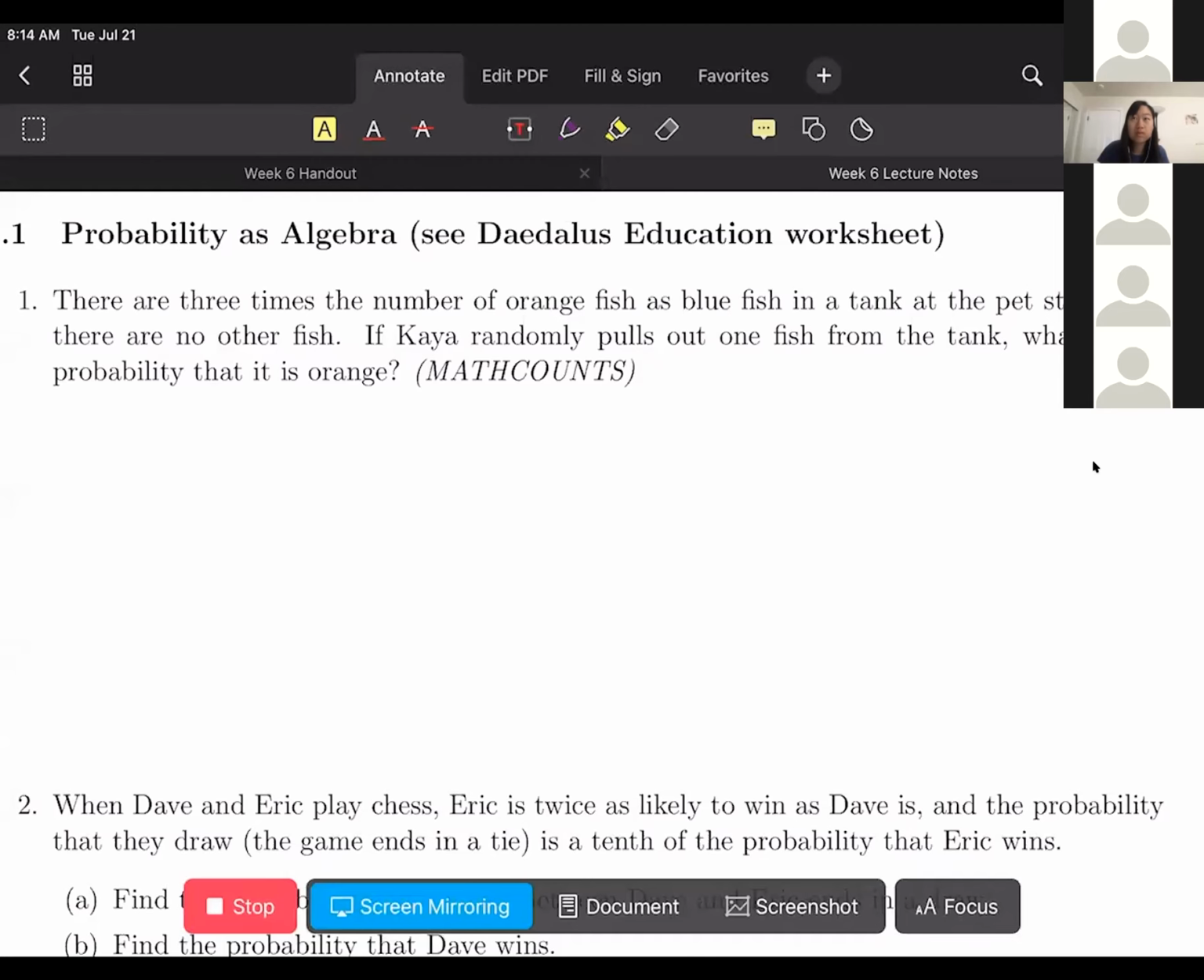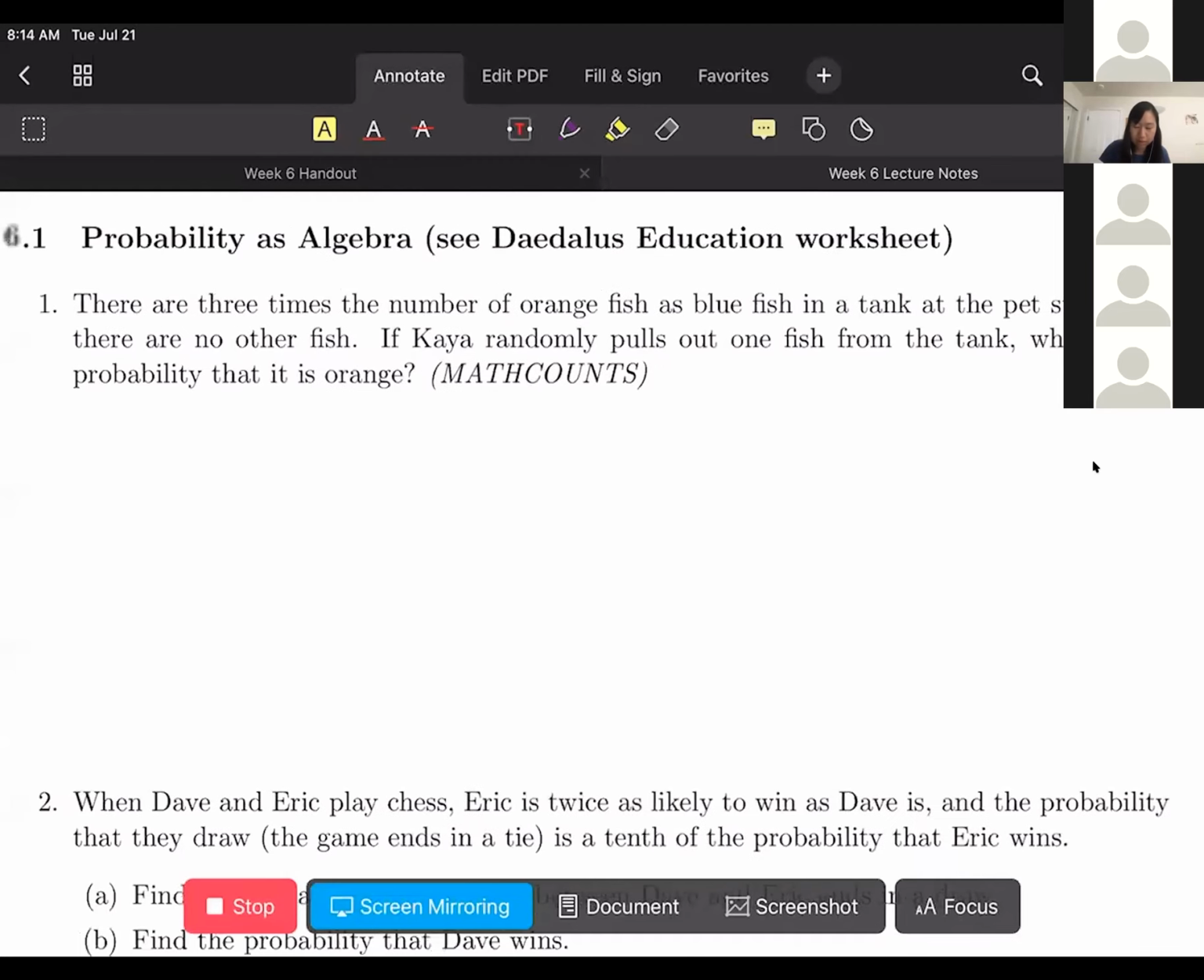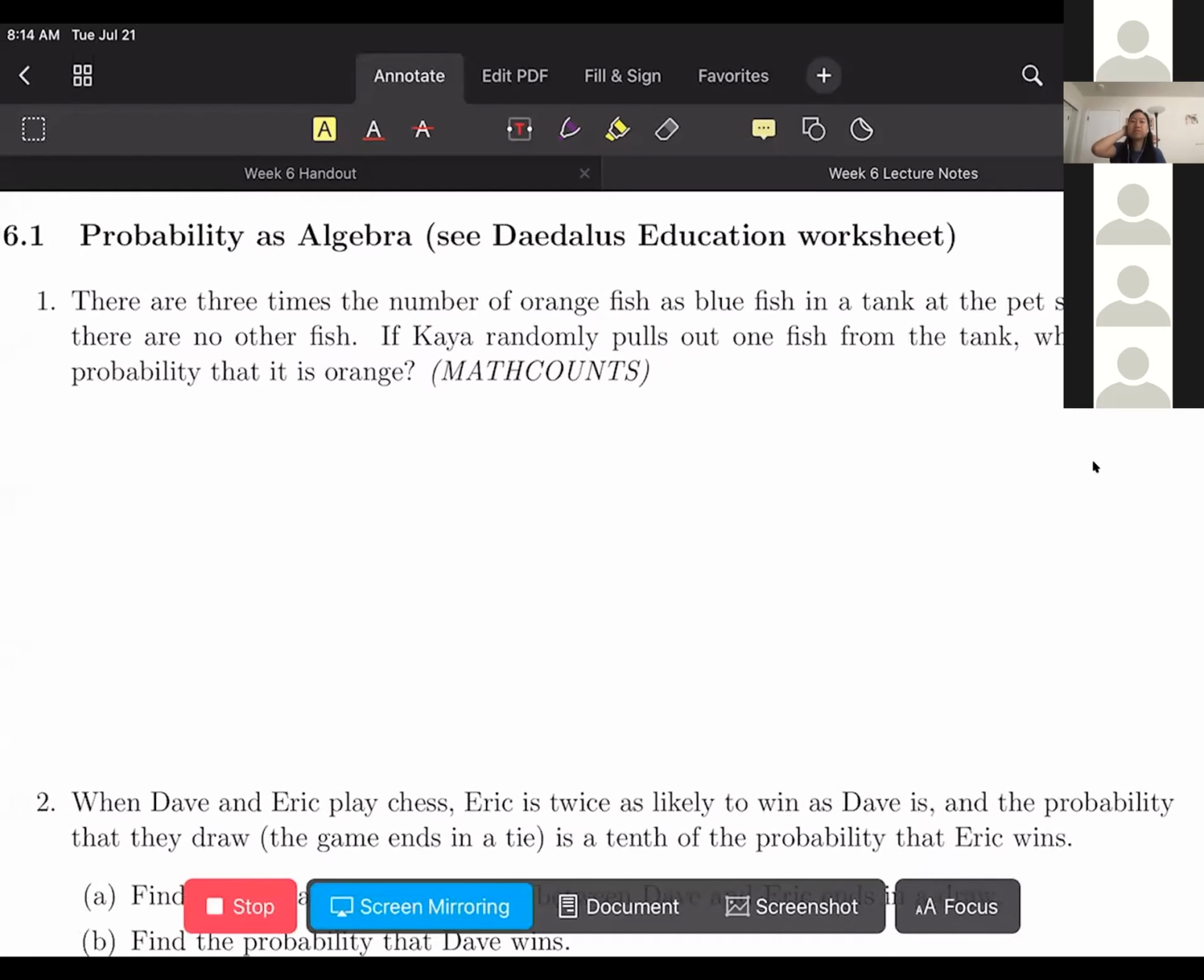So these are mostly from the worksheet. Can you all see? No, the PDF sign is... All right, what about that? Yeah. Okay, cool.